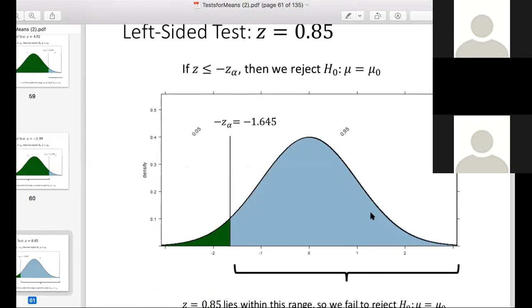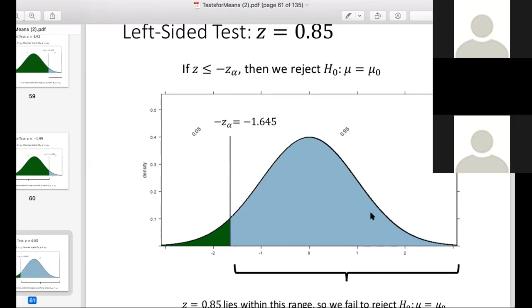So now you only have one critical value here, which in this case is negative 1.645. So in this case, what you're looking at is whether the test statistic is less than negative 1.645 or greater than negative 1.645. If it's less than negative 1.645, that's a significant result and you reject your null hypothesis. So if the test statistic falls in that tail with the green shaded region, that would be a significant result.